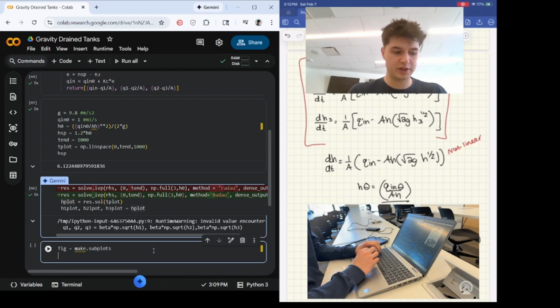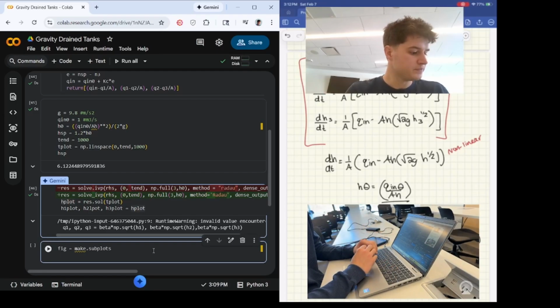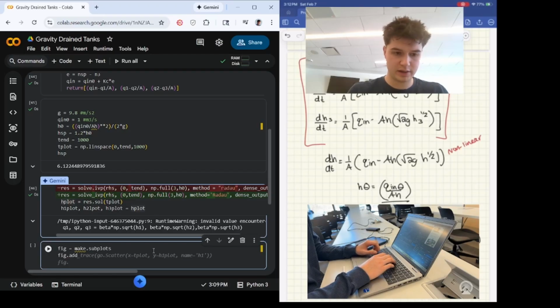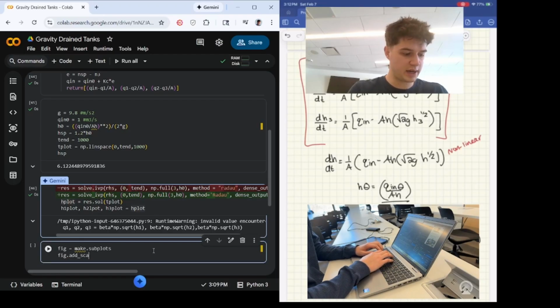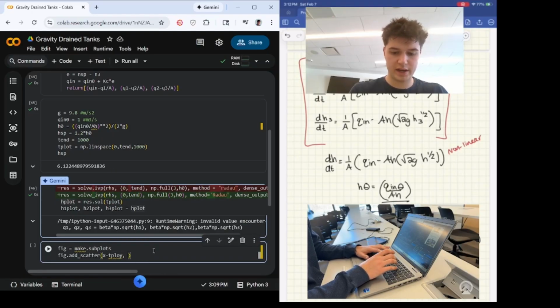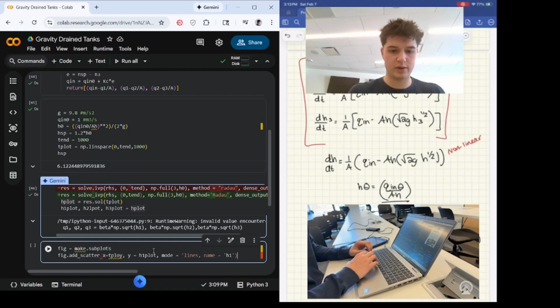And then next we are going to add the 3 separate lines being graphed for 3 different equations. So we have fig.add_scatter, and then we are going to have x equals t_plot, y equals h1_plot, and then we will have mode equals lines and name equals h1.